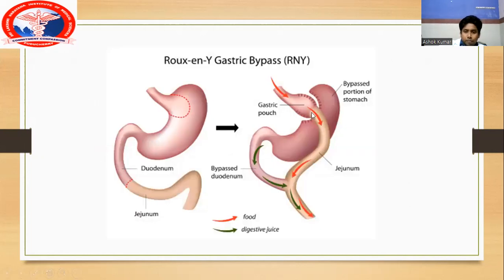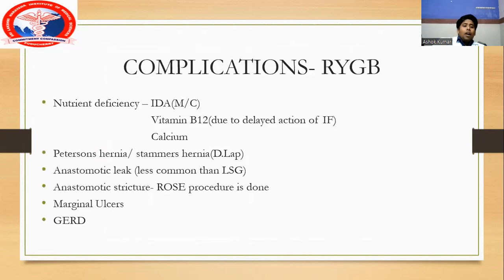So when you divide this jejunum and you take this above, there are two methods to bring the jejunum to anastomose with this pouch. Those are the antecolic method and the retrocolic method. If you take this Roux limb in front of the transverse colon and transverse mesocolon, it's called the antecolic method. If you take this Roux limb behind the transverse colon and mesocolon, it's called the retrocolic method.